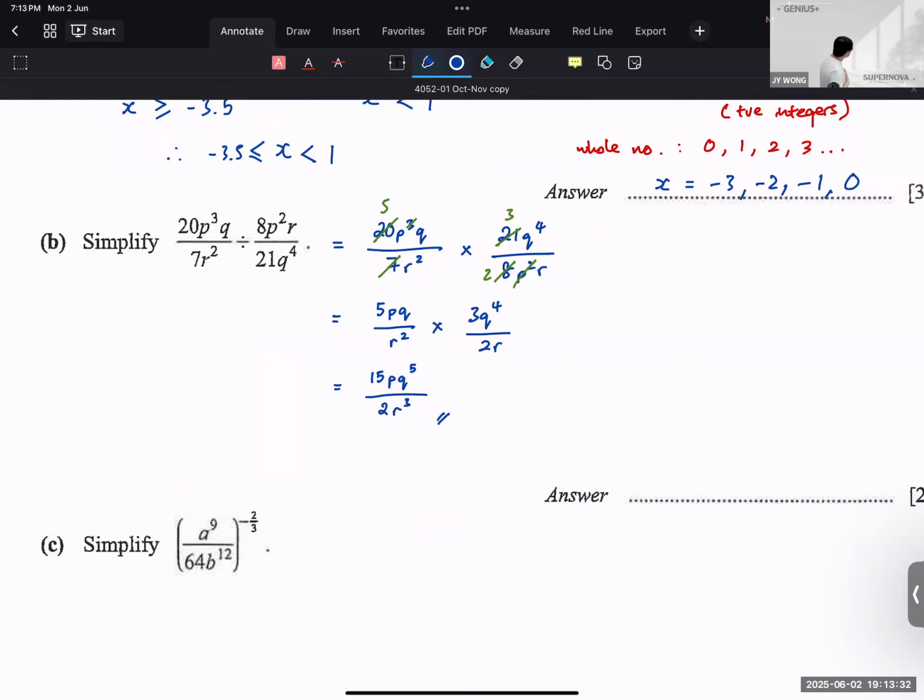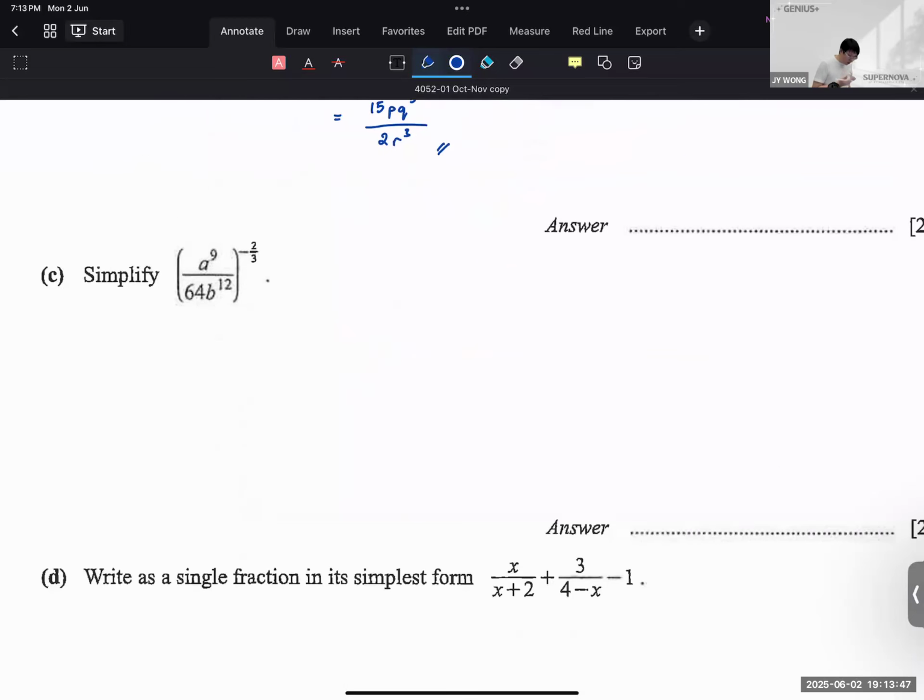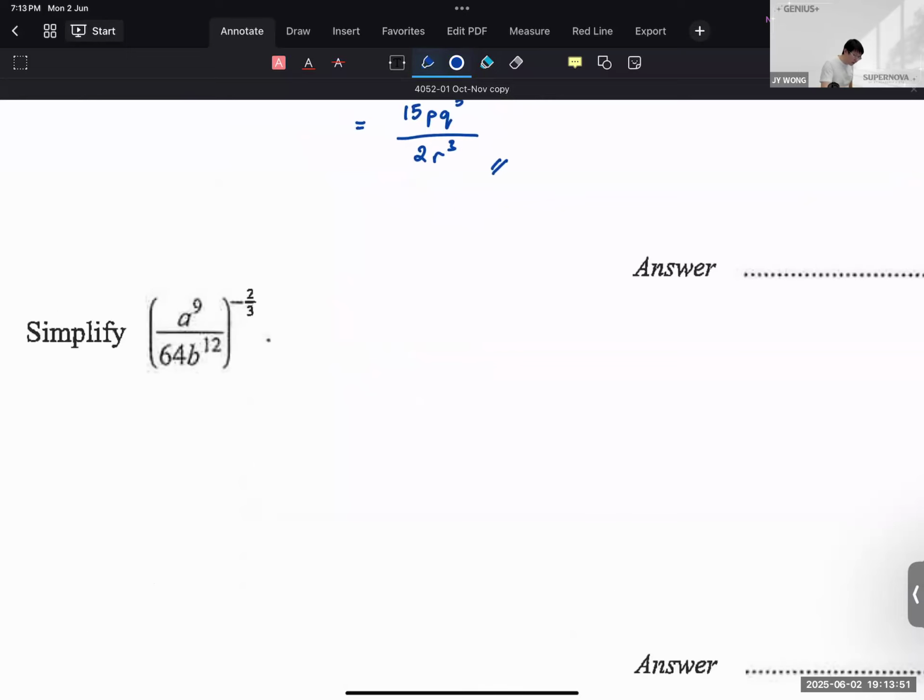Okay? Question C is an indices question. Question B technically is also an indices question, but you may have seen that in lower secondary, not exactly in upper. They don't test that in upper side much. But C is your upper side indices. This one need to be very careful. First things first, I see negative power. Jake, what does it mean?